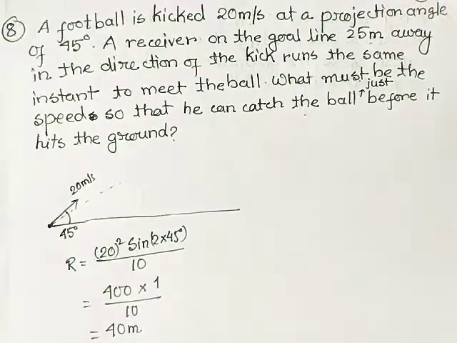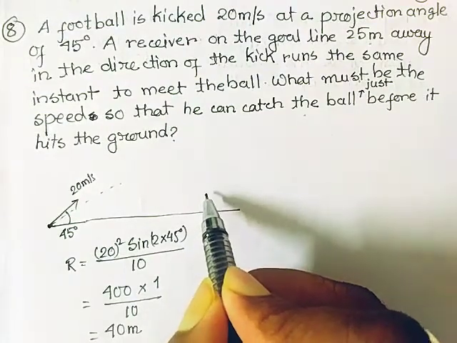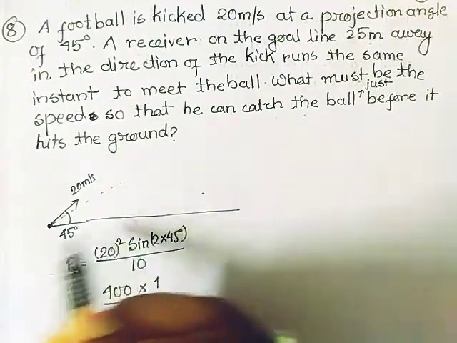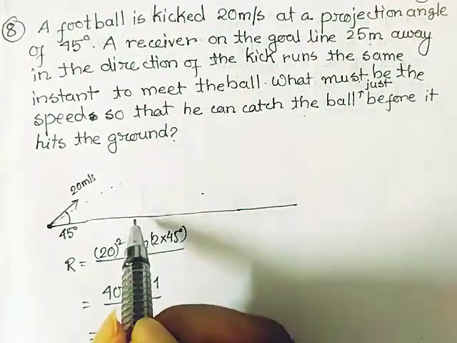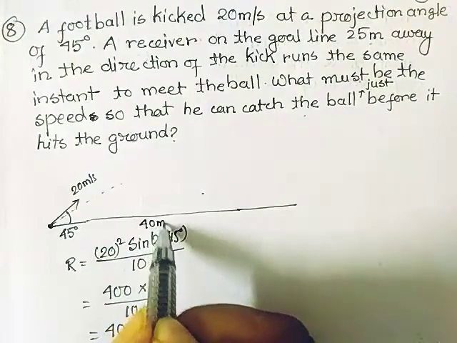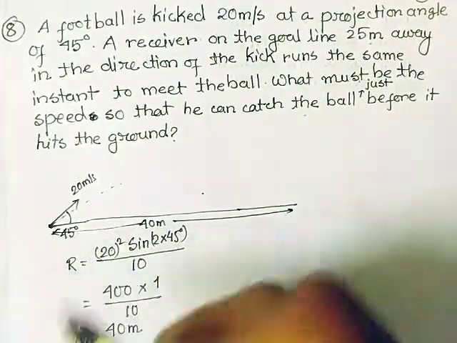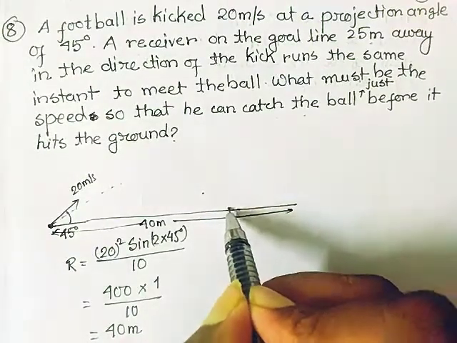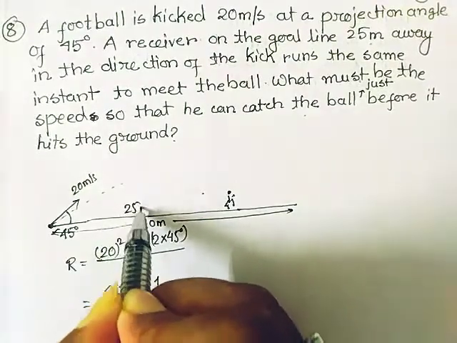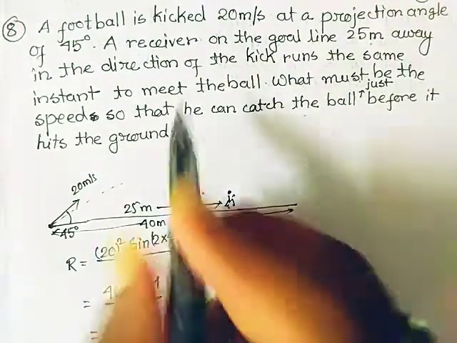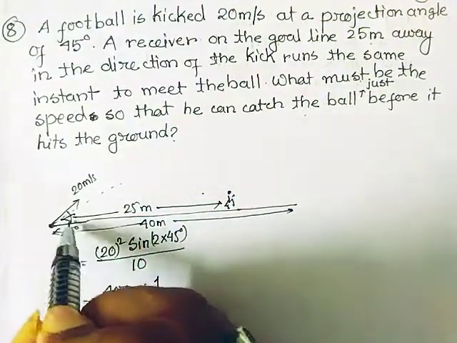Okay, but the player who wants to catch this ball before it reaches the ground is somewhere before that, because the range from here to here is 40 meter. So the player is somewhere here, and his distance from here is 25 meter. The receiver on the goal line is 25 meter away, so he is here.